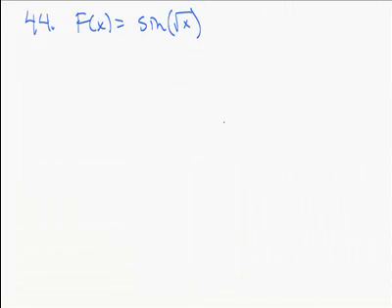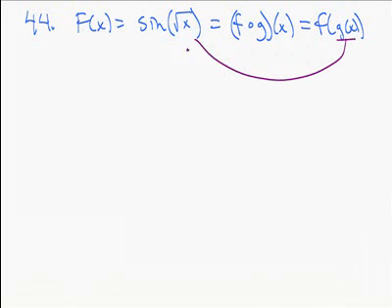Finally, let's look at an example or two. Number 44, you're given the function capital F of x equals the sine of the square root of x. We want to write this as f composed with g of x. Well, remember this notation, f composed with g means we're going to take f of g of x, that means that g is going to match up with our inside function. So I'm going to let g of x be the inside function here, the thing I would do first if I were evaluating this original function.